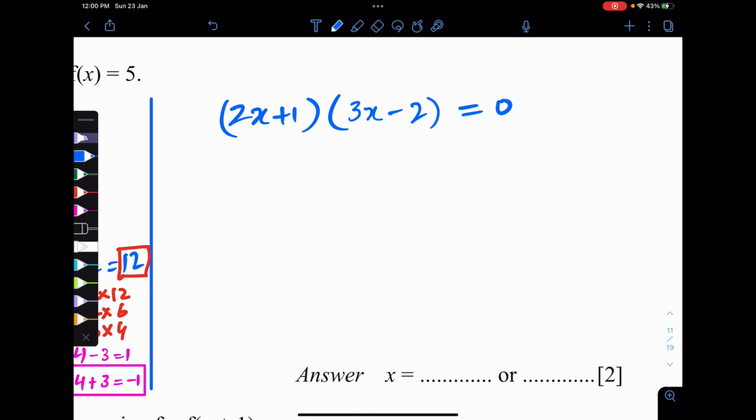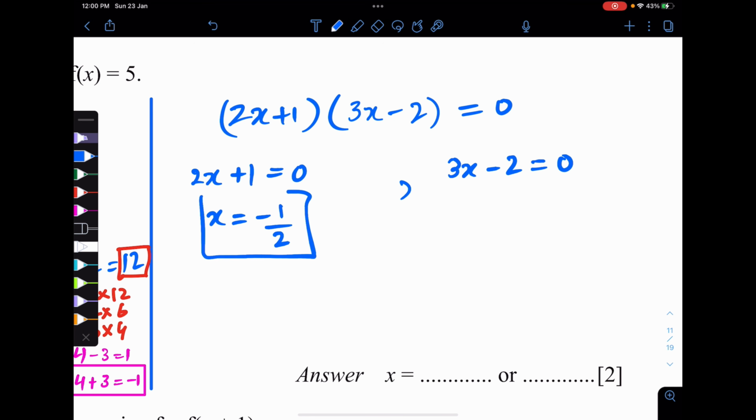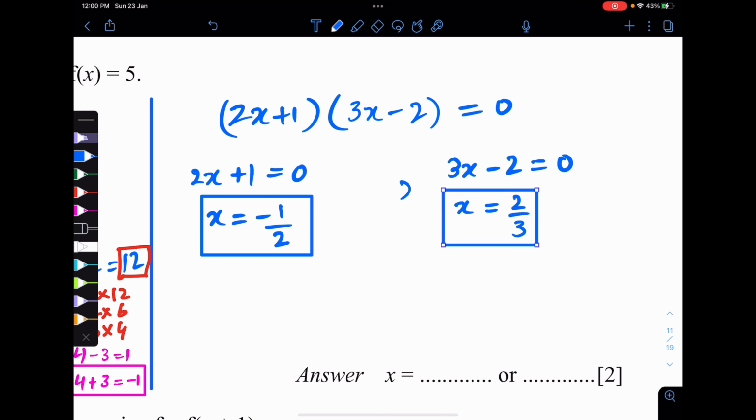And now, once you have two brackets equal to 0, put the first one equal to 0 or the second one equal to 0. Please make sure that your workings are clear and detailed so that the examiner isn't confused to give you a method mark anywhere. Be really careful about that. So x is -1 by 2 or 2 by 3.